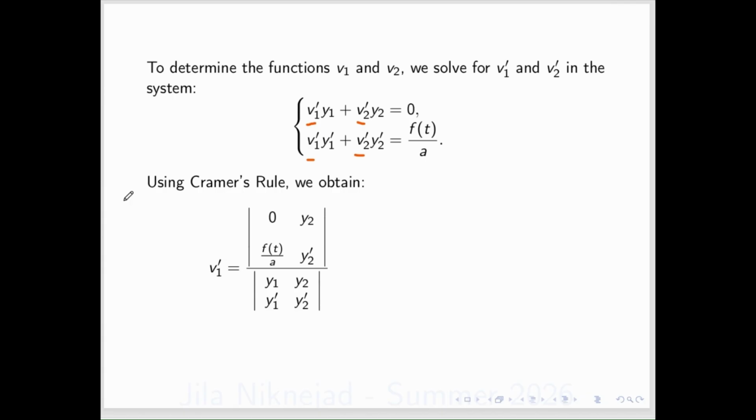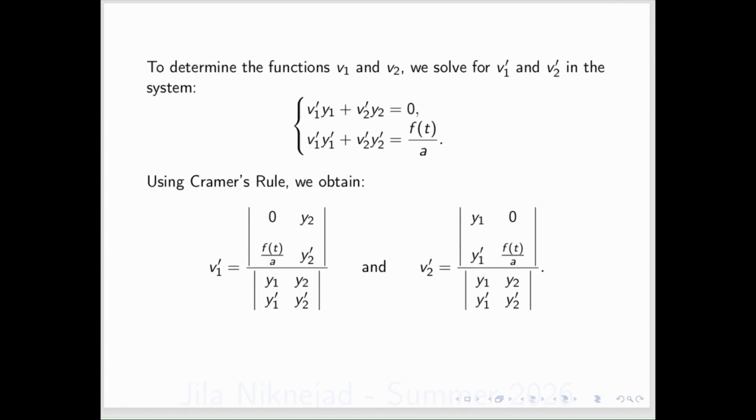You could basically solve for one and substitute in the other, and then solve that equation, or you can use Cramer's rule. From Cramer's rule, v1 prime is going to be the determinant of the matrix whose first column is the constants, which are 0 and f of t over a, and whose second column is the coefficients of v2 prime, y2 and y2 prime. The denominator is the determinant of the coefficients, which are y1 and y1 prime in the first column, y2 and y2 prime in the second column. This denominator is also called the Wronskian, with a W.